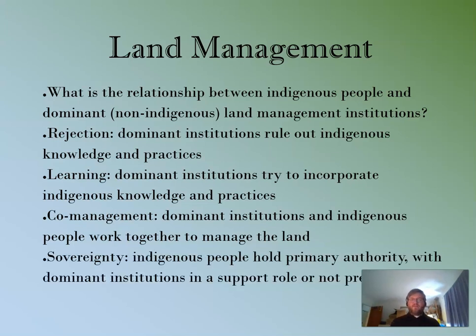The fourth possible option would be for dominant institutions to recognize the sovereignty of indigenous groups and essentially back off and say, no, this is your land, you get to manage it. This is indigenous land, and so these dominant institutions would act only in a support role, if at all, in land management. Land would essentially be fully turned over to the indigenous people for them to manage without non-indigenous institutions playing a role.